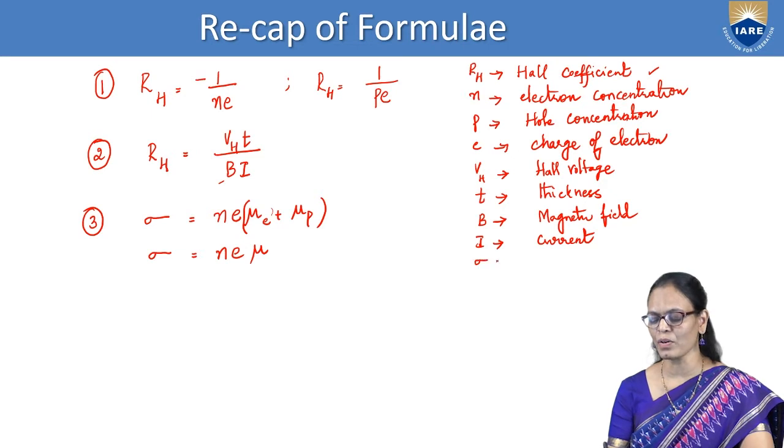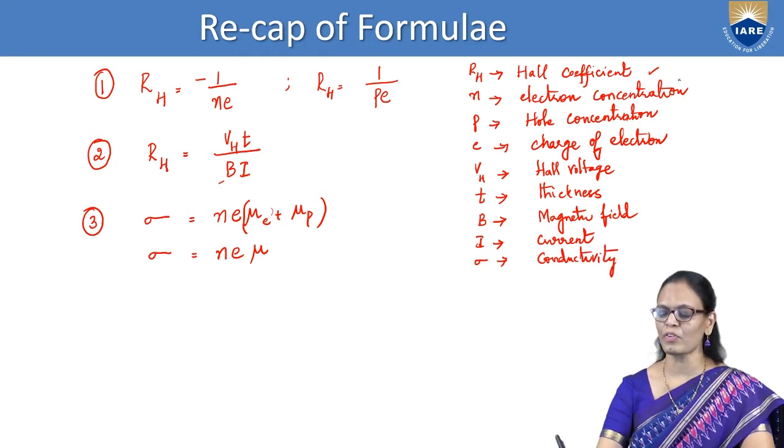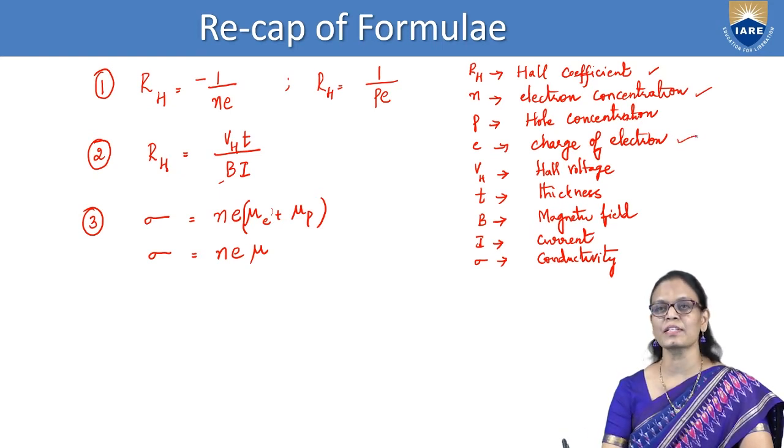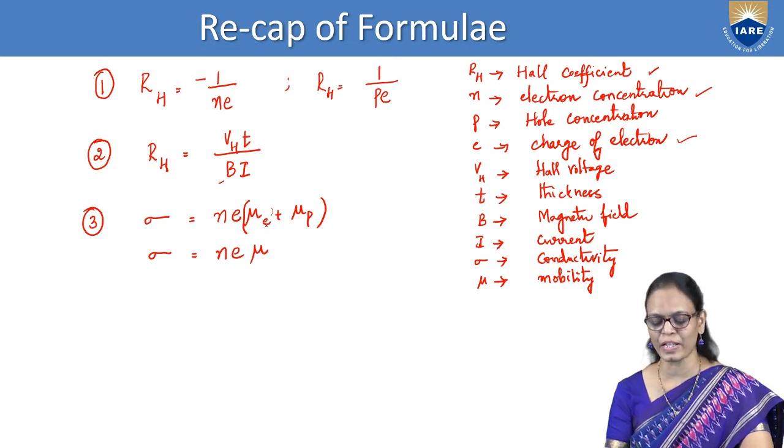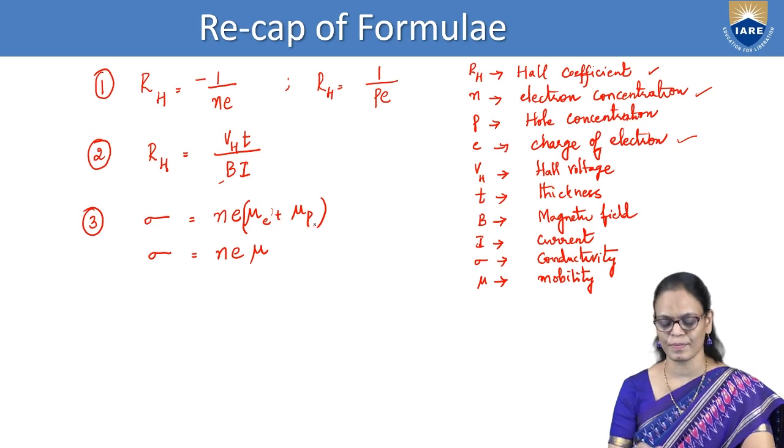What does sigma denote? Sigma is the conductivity. N here we have already defined as electron concentration. E also we have defined as the charge of the electron. And mu represents the mobility. The suffix E represents electron. If it is P, it is due to holes.